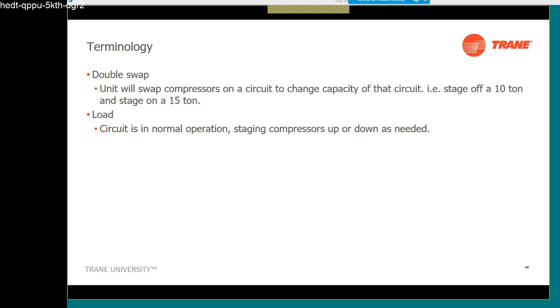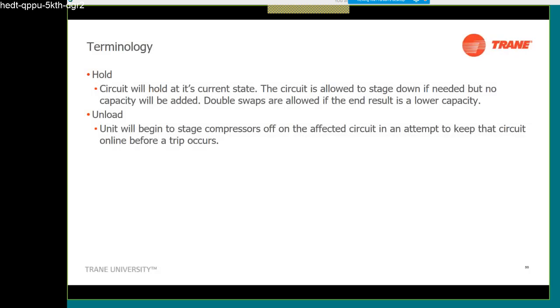So load: when we're in a load situation, circuits in normal operating, we're able to stage compressors up and down as needed. There's no restrictions in any way, shape, or form. When we're in a hold mode, that circuit will come up as being held by a certain diagnostic, held by high pressure or something along those lines. The circuit will hold at its current state, so we're not going to add capacity. We're able to stage capacity down if we need to, but we can't add any capacity. Double swaps when we're in a hold are still allowed as long as the end result is lower capacity. So we've got a 15-ton compressor running and we're in a hold, we can stage down to the 10 if we need to, but we can't add the 10.